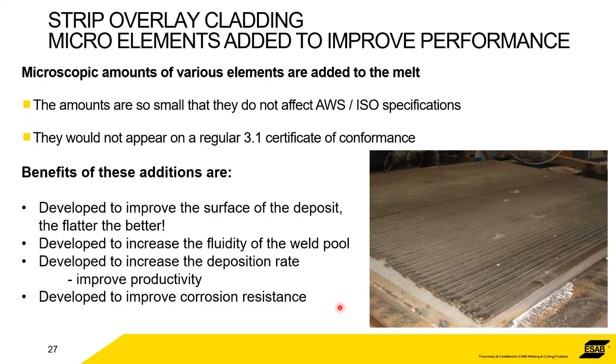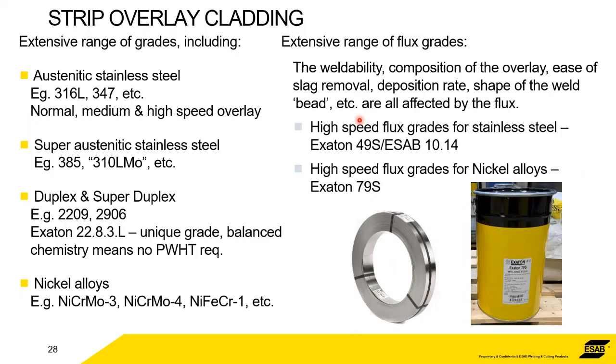The development in these grades has really been all about this. Anybody can make a 316L, but not everybody can make a 316L that can deposit high speed, good quality, and give good chemistry. The benefits that these microelements give are things like improving the quality of the surface deposit, and the fluidity of the weld pool can be affected by these things. They increase the deposition rate. We're trying to maximise productivity, so these elements help to do this. As well, corrosion resistance. I'll stress again, they wouldn't appear on the certificate because they're so small, and it doesn't affect the ISO specification. It still conforms to the same grade.